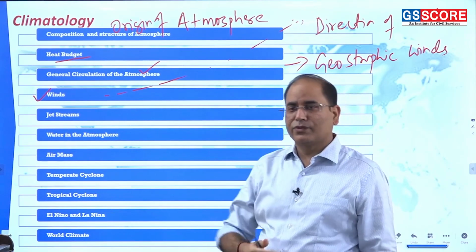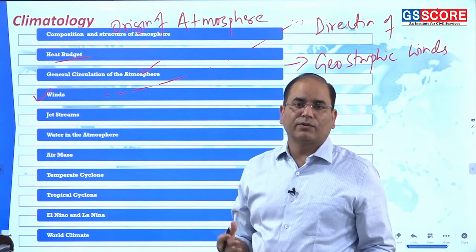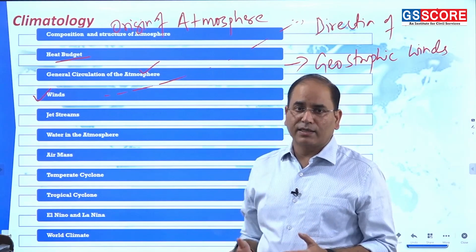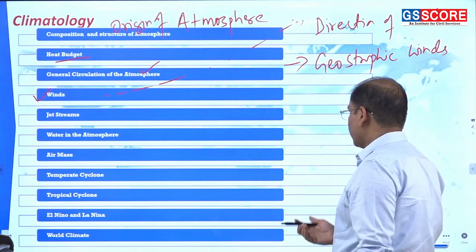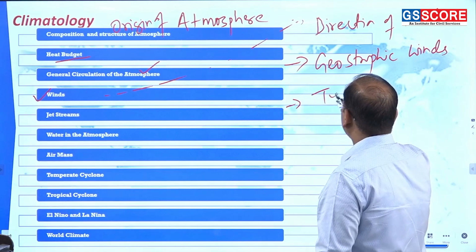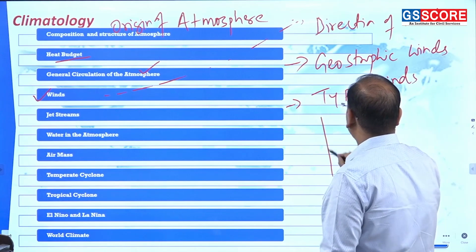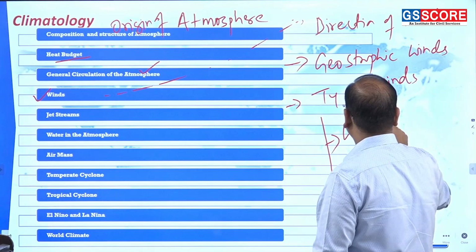geostrophic wind. In one of the years they directly asked what is geostrophic wind. You have studied the wind, but if you do not have clarity on geostrophic wind, you will not be able to answer. Then the types of wind. In the types of wind, we have the global wind that you are supposed to study.